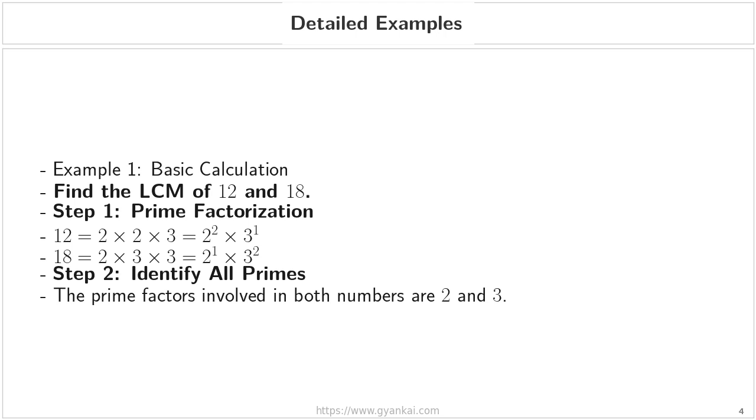Next, step 2, identify all primes. Looking at both our factorizations, we simply list every prime number that appears. In this case, the only prime factors involved in both numbers are 2 and 3.